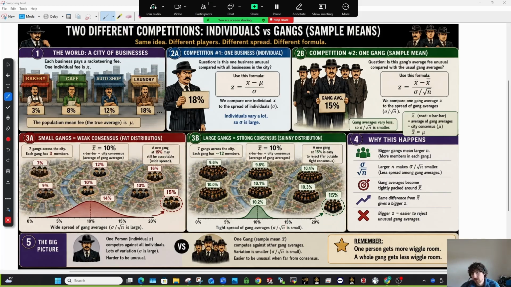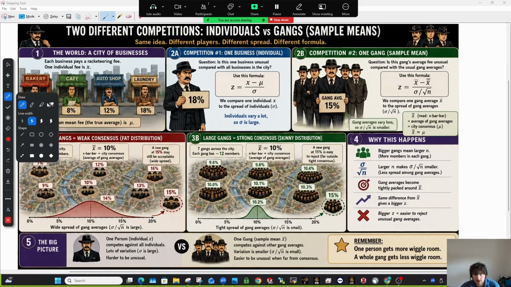It's a little bit of a complicated diagram, but it still explains a lot. This is the big take-home down here. One person gets a lot of wiggle room when you're comparing one 18% value to everyone. But when you're comparing a whole gang's percentage, a whole sample mean's percentage, there's much less wiggle room, and that's why the root n is on the bottom there. You're allowed a lot less wiggle room, a lot less variance, a lot less spread. Hopefully that makes sense to people there.